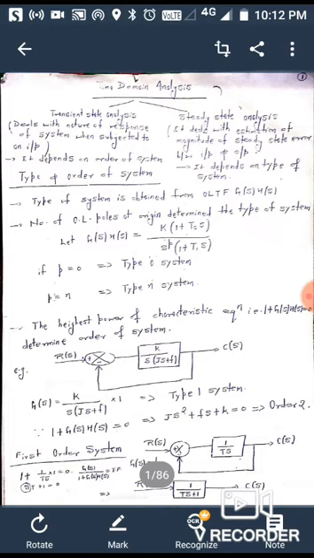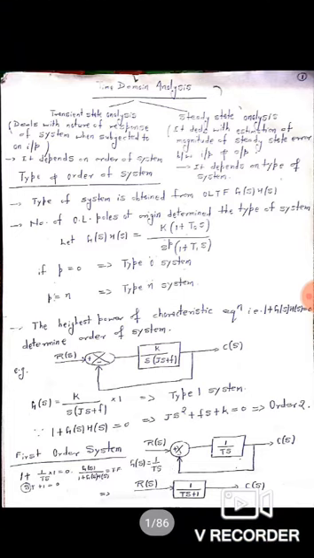Suppose this is the block diagram of a closed loop control system in which a unity feedback occurs. Suppose in this figure R(s) is the input signal and K upon s(Js plus F) is the open loop transfer function, and C(s) is the output response. So G(s), that is the open loop transfer function, is K upon s(Js plus F) into 1.